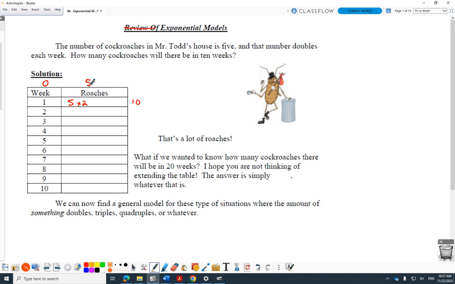Then 1 week is after 1 week has passed. It's an important distinction, actually. It may sound like a silly question, but it's not. What is week 0? Week 0 is usually set to be right now. And then 1 week is now 1 week has passed. So after 1 week, there'd be 10 cockroaches.